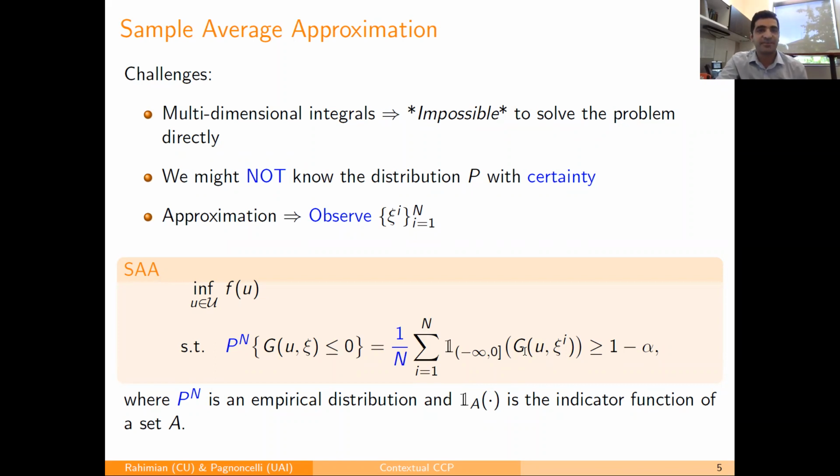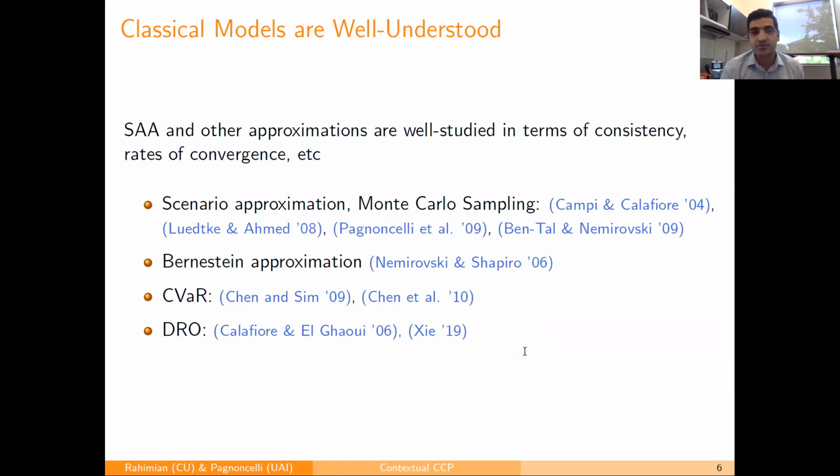Right, this is one approximation for handling the chance constraint, something that in the literature is referred to as sample average approximation. This is not the only approximation that you can do for chance constraint programs. In fact, other approximations have also been studied, some of them by the people in this call. Properties of this approximation have been studied in terms of consistency and rates of convergence. People have looked at Monte Carlo sampling, convex or Bernoulli approximation, conditional value at risk approximation, distributionally robust optimization approximation. They're all well studied and well understood in terms of consistency and rates of convergence in the literature.